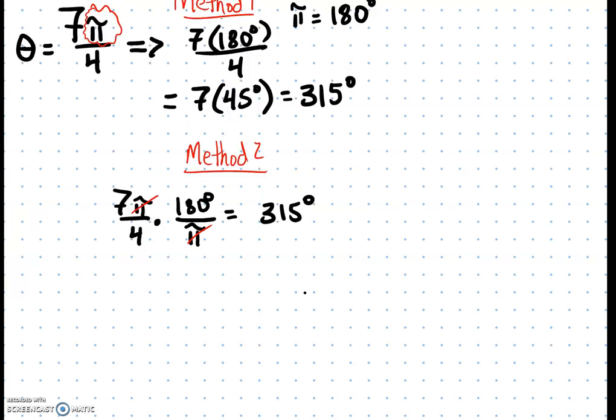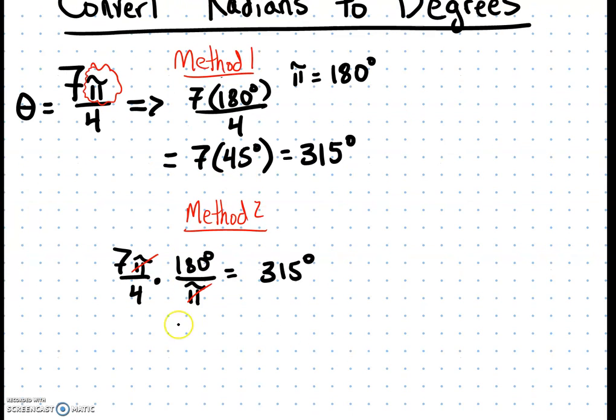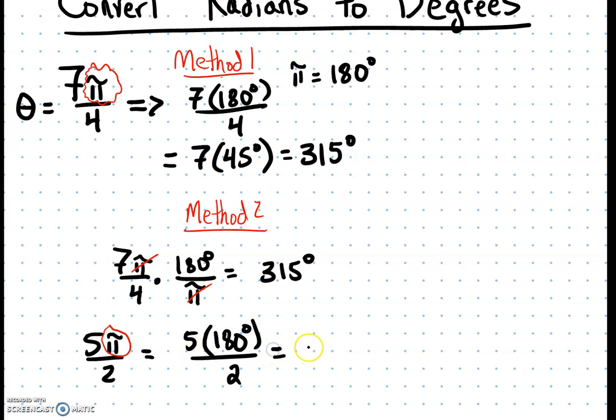I'll give you two more quick examples. Let's convert 5 pi over 2. Again, recognizing that the pi, that piece right there, is equal to 180 degrees, we can say that this is the same as 5 times 180 degrees divided by 2. 180 divided by 2 is 90. And so this is the equivalent of 450 degrees.